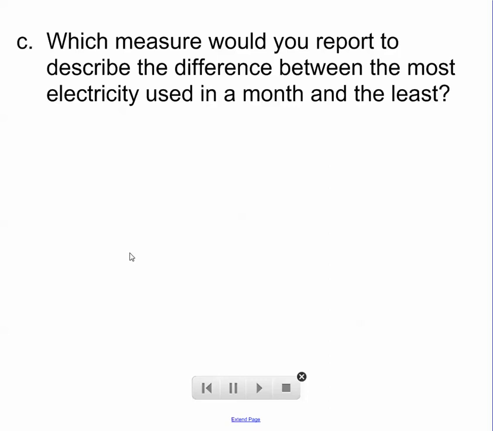Okay, which measure would you report to describe the difference between the most electricity used in a month and the least? Well, we'd use the range.